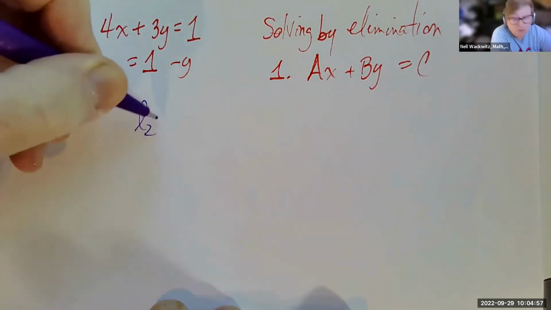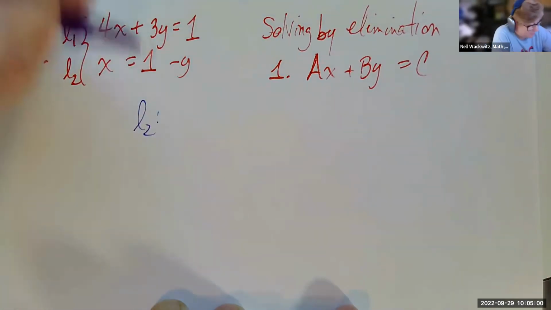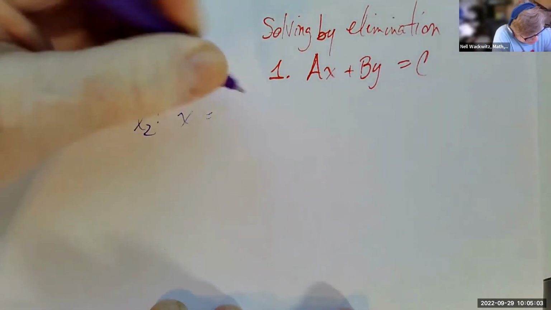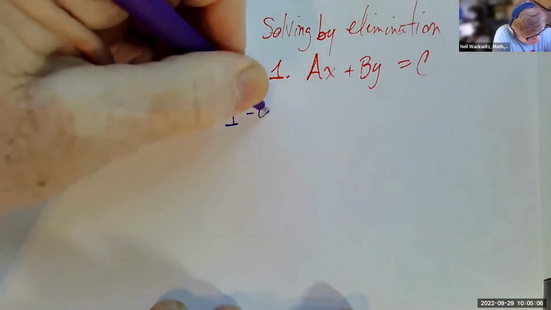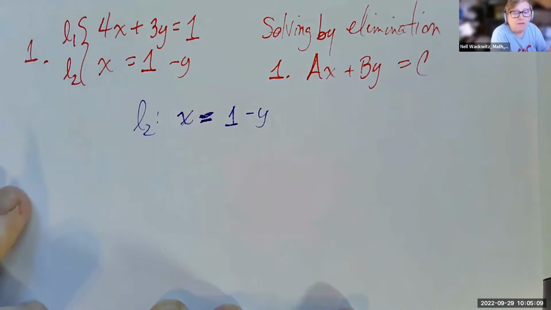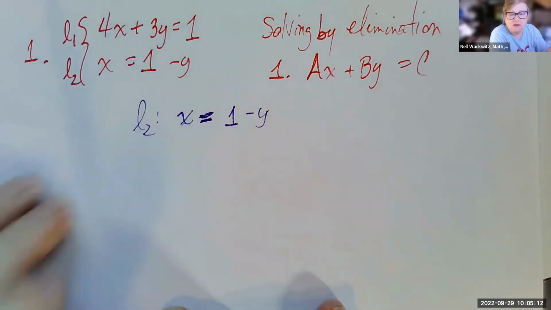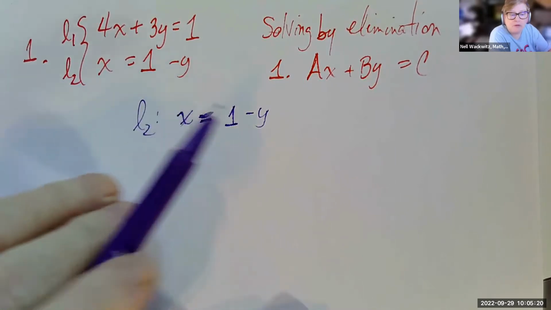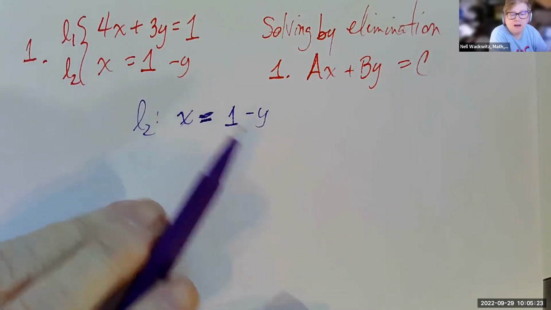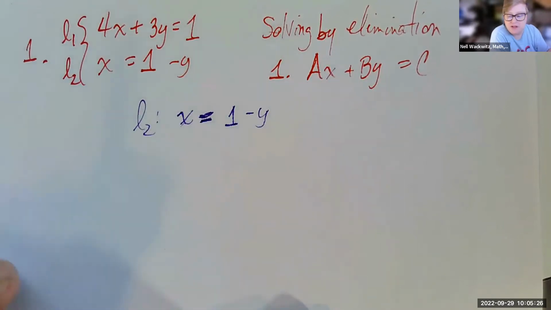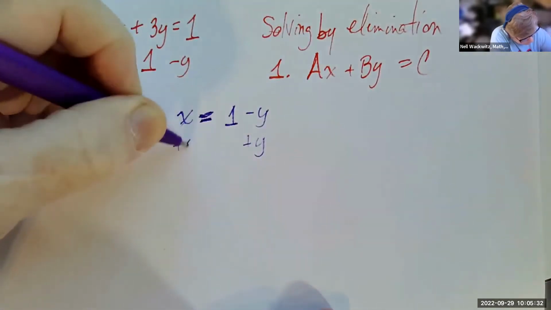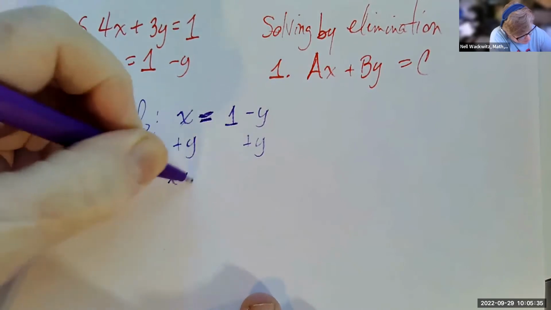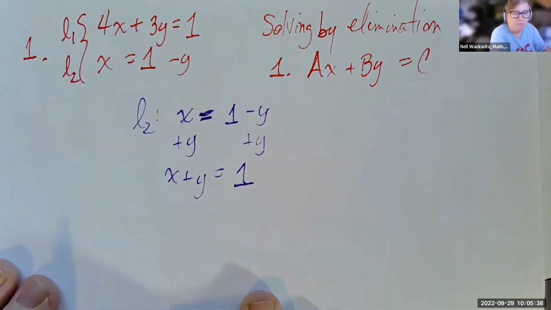So line 2. We have x equals 1 minus y. All right. Now, what should we do to get into standard form? Gabrielle, what can we do to make x equals 1 minus y become standard form? Add y. Good. So now we have x plus y equals 1.